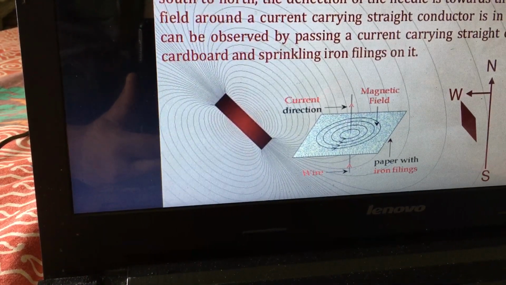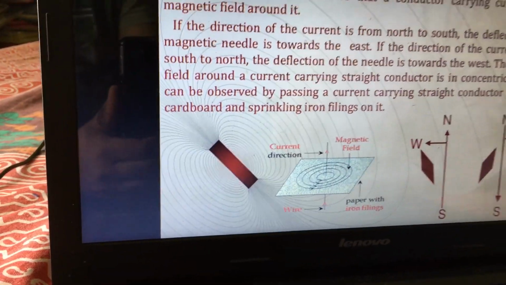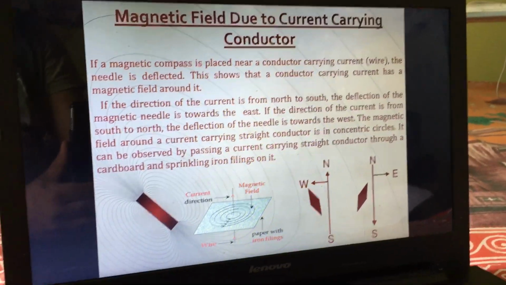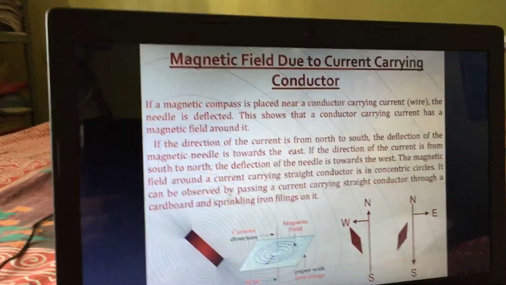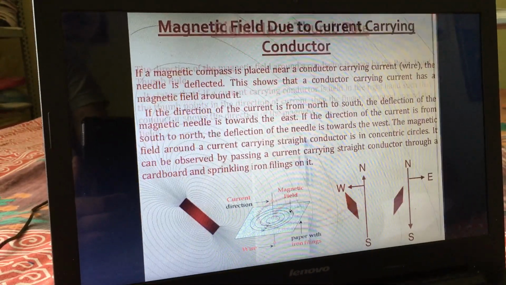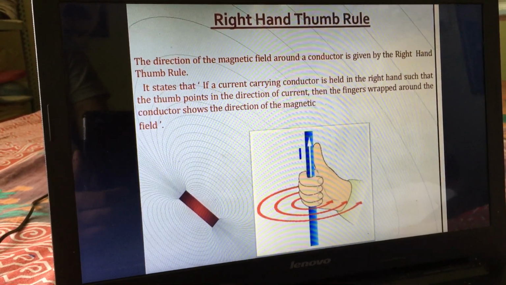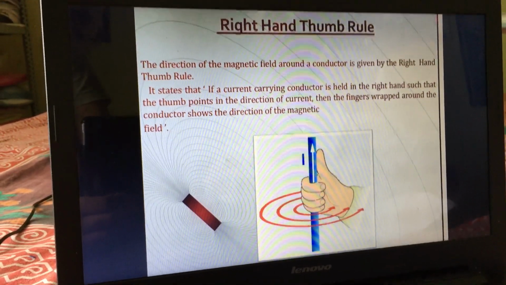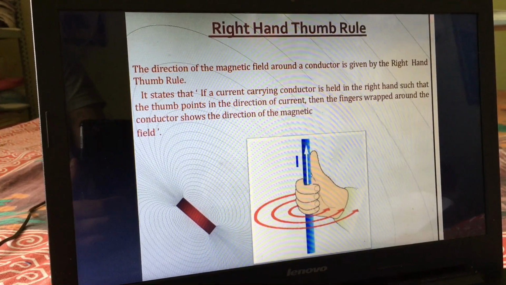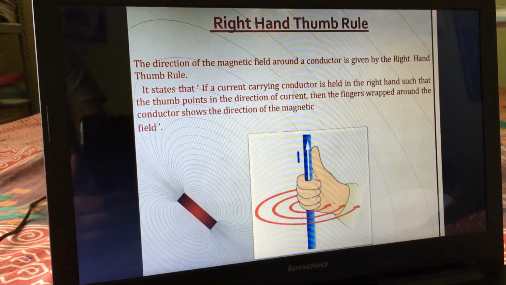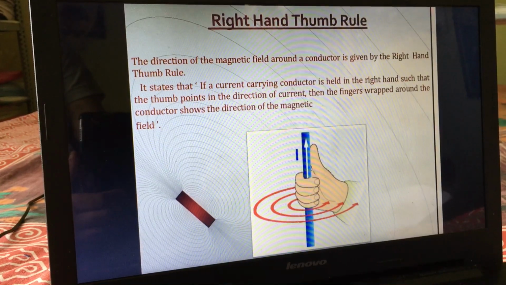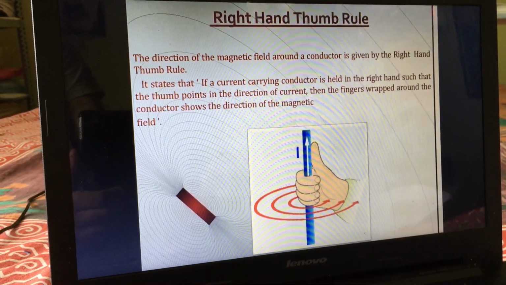But naturally, a simple question comes to your mind: what is the direction of current and what is the direction of magnetic field? For that, we use a rule that is called the right hand thumb rule. That is called what? Right hand thumb rule. It was given by Maxwell, so it is also known as Maxwell's right hand thumb rule.